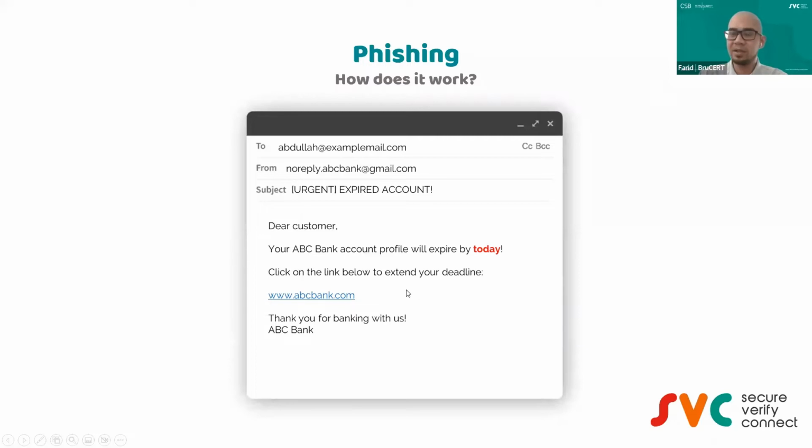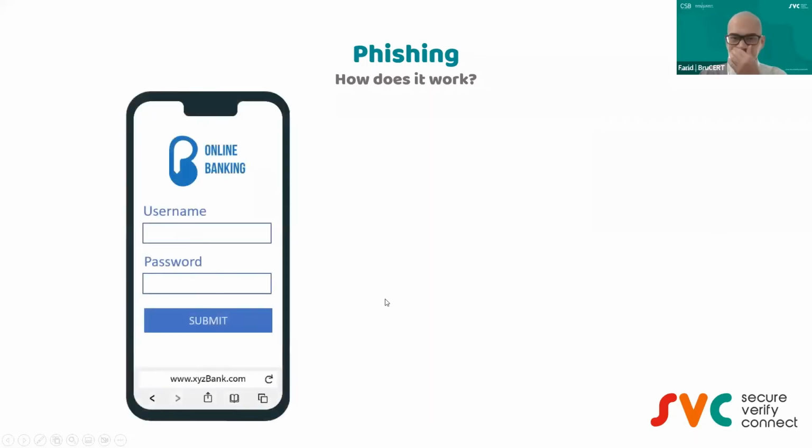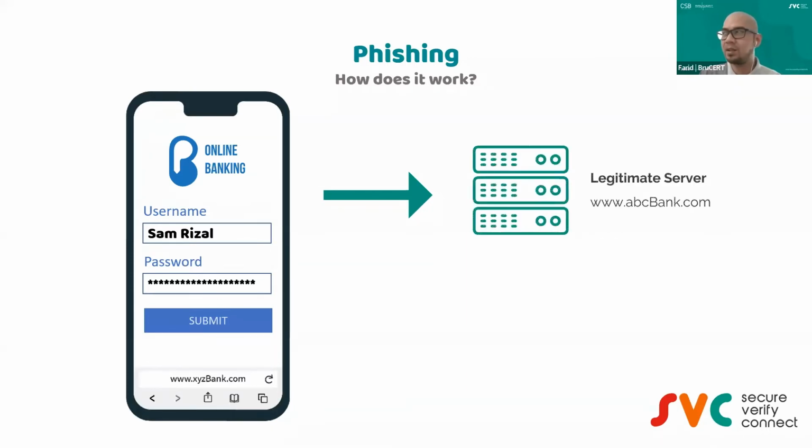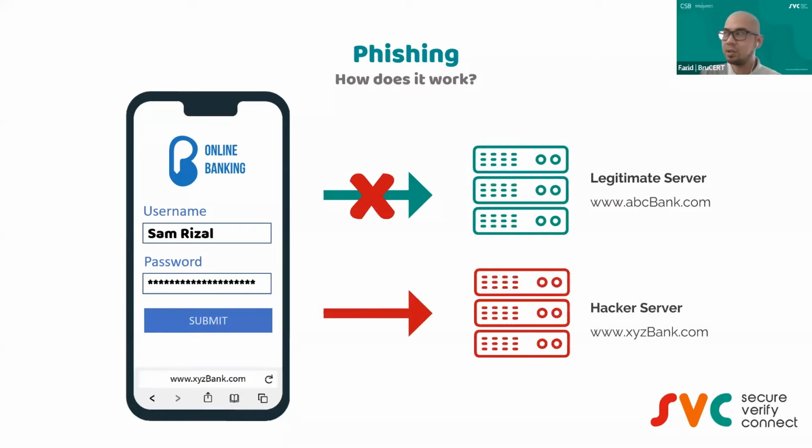So if a user is not aware of the threat, they will click this link, abcbank.com. So what actually happened? It will open a website which asks for your username, password, or even other credentials. In this example, the website asks for username and password. They enter the username and password, and click submit. By the time they click submit, they assume that the information is sent to a legitimate server. But in reality, no. Those information are actually sent to the hacker's server.